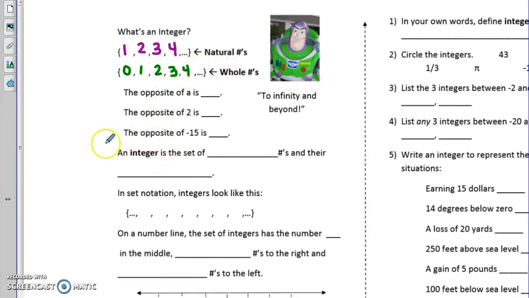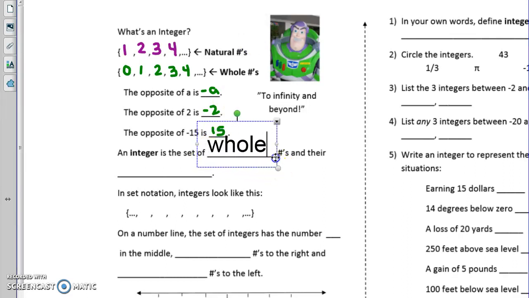So before we get to our definition of integers, we're actually going to talk about opposites for a minute. The opposite of the letter A would be negative A. The opposite of 2 would be negative 2. And the opposite of negative 15 would be 15. So it's important we understand the opposites of numbers because our definition of integers includes the set of whole numbers.